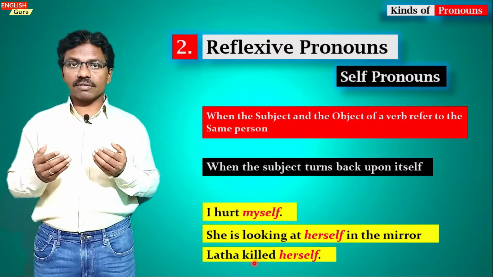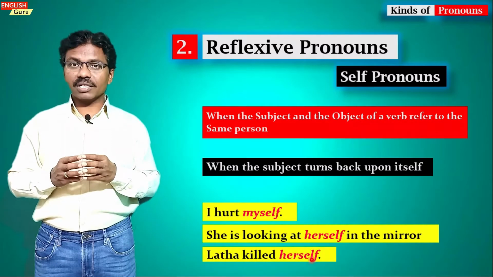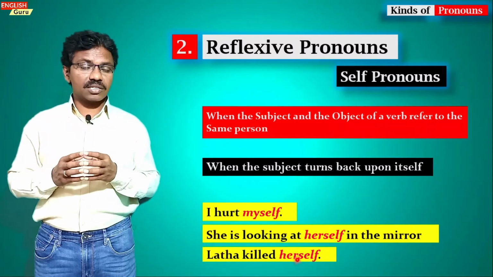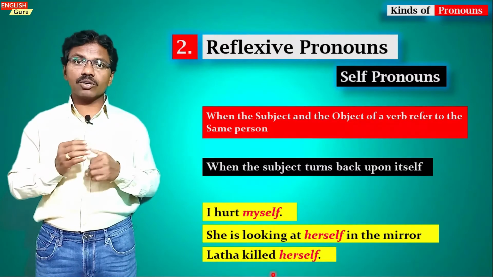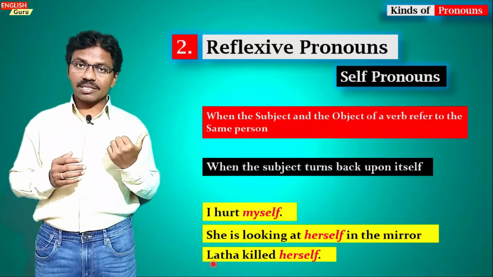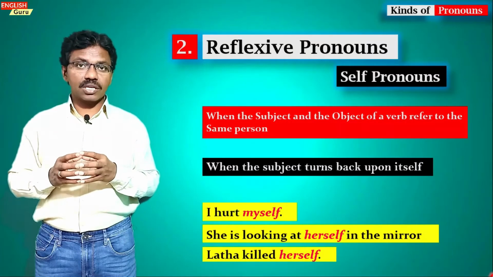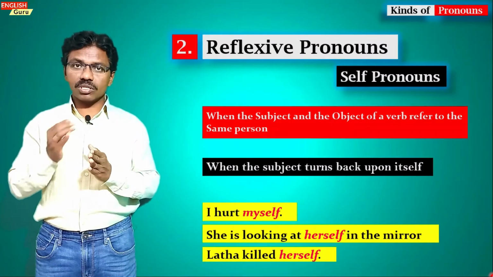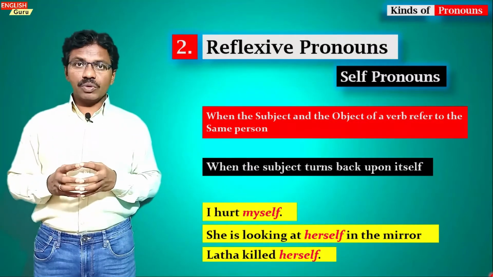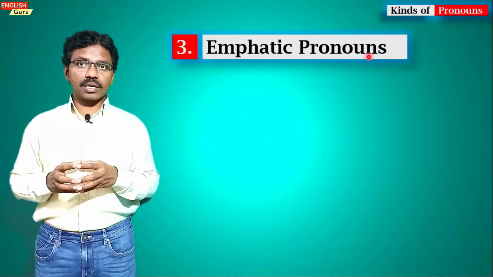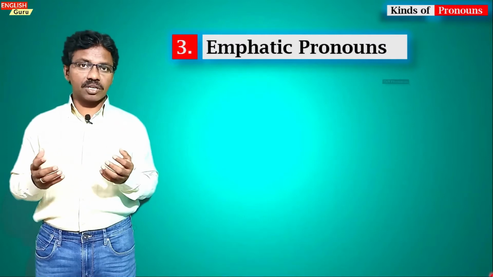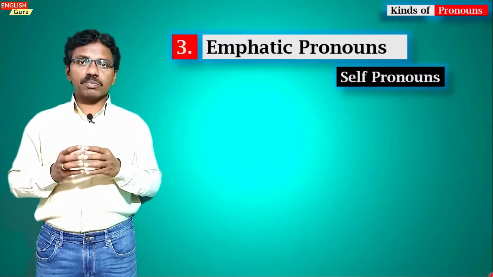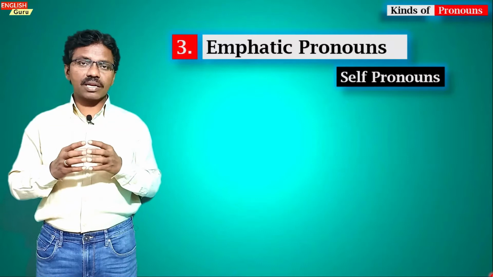Lata killed herself. So again, Lata never killed others. She killed herself. So herself is reflecting again on Lata. Lata is a subject. So it is a reflexive pronoun. So reflexive pronouns reflect on the subject itself. And the third one is emphatic pronouns, and they are also called self pronouns. There is a slight difference between reflexive pronouns and emphatic pronouns.